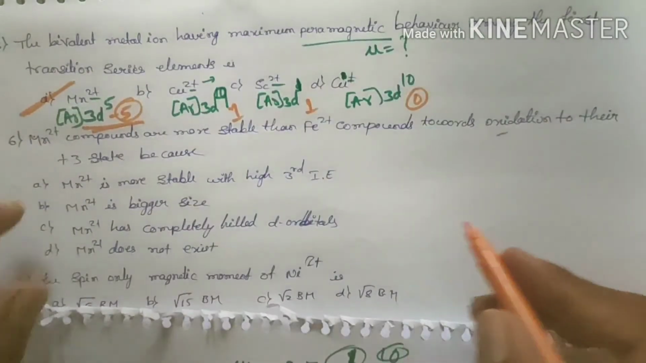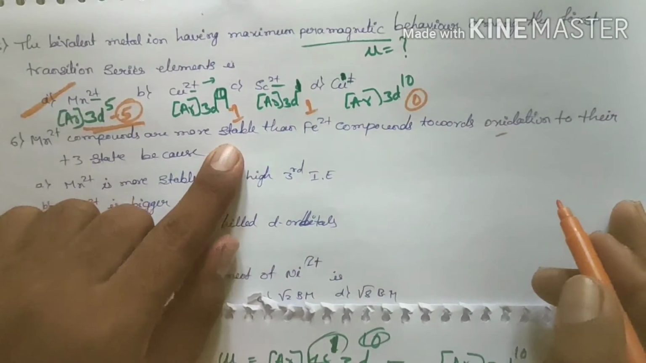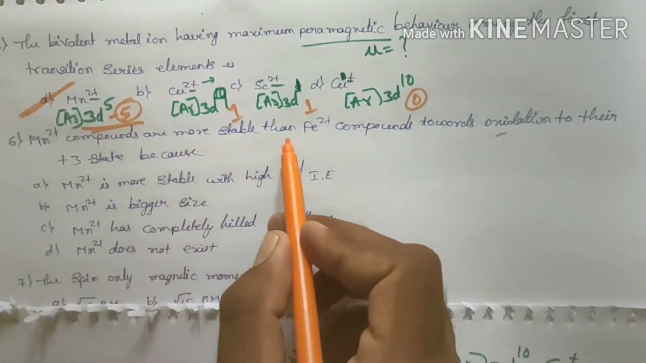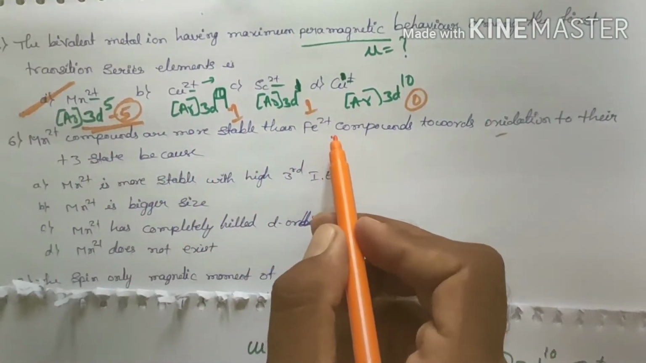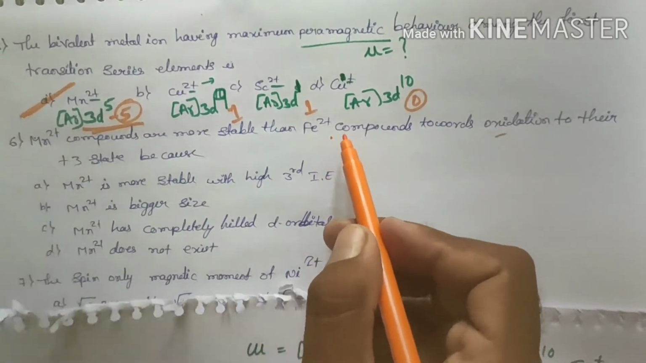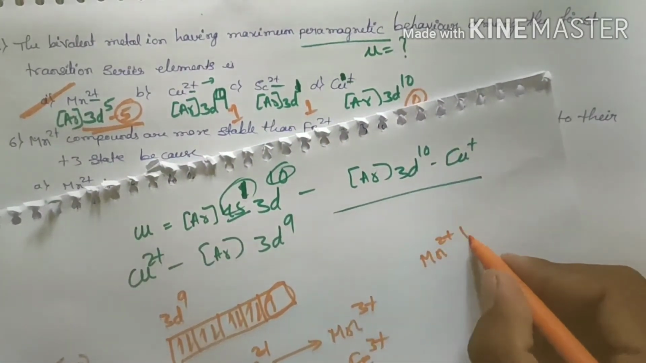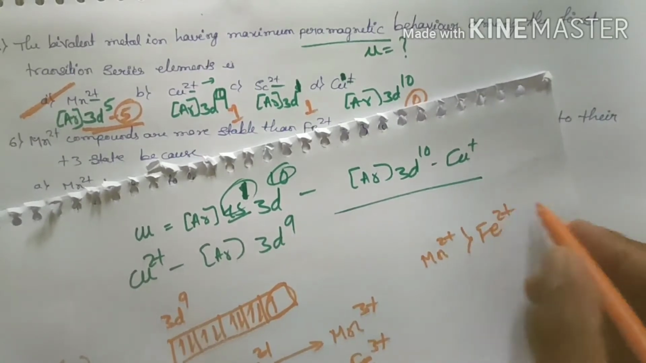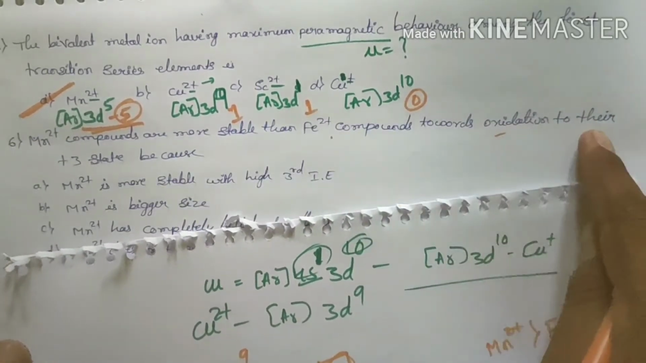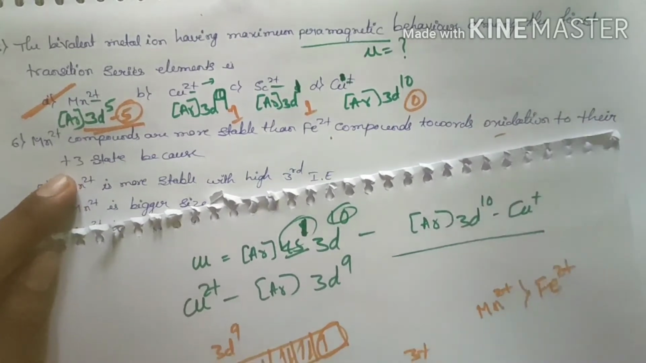Once again read the question. Mn2+ compounds are more stable. Mn2+ compounds are more stable than Fe2+. Okay, I agree with this. Mn2+ compounds are more stable than Fe2+ compounds towards oxidation to their +3 oxidation state.